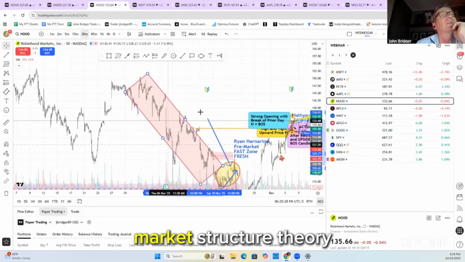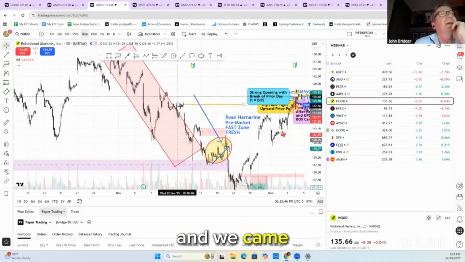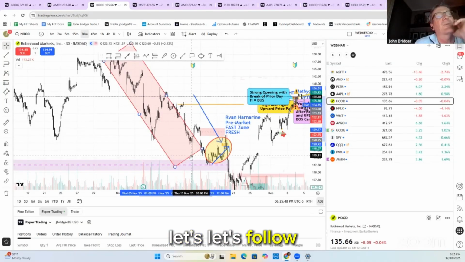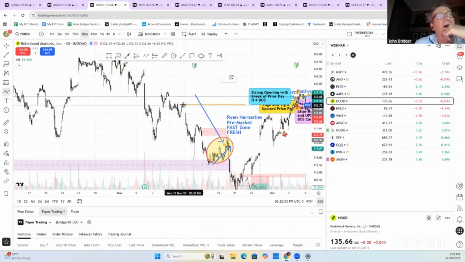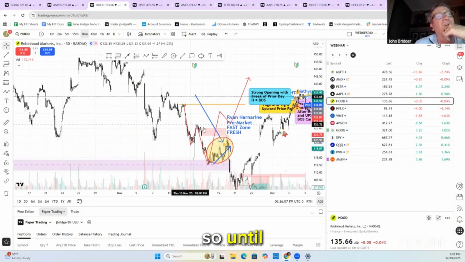So this is where market structure theory is so important. If you think about it, okay, we came down off this high, right? So let's follow price. Price came off of this high. Look at that fast move, right? Had a little bit of a retrace, but then came down to this point. But notice it would need to have at least broken this high, probably this high, for trend to reverse. So until this high got broken or this high got broken, we're still in a downtrend.